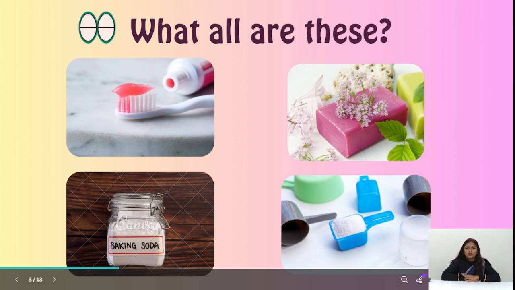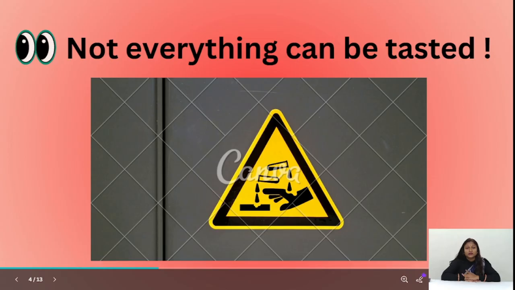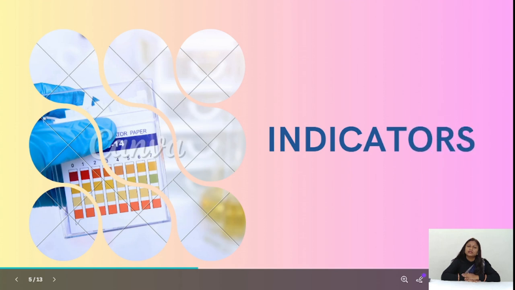So, we do have certain substances or dyes which help us in checking whether these are acids or bases. So, these are known as indicators. Indicators are the substances which change their color when they are being introduced in acids and bases.